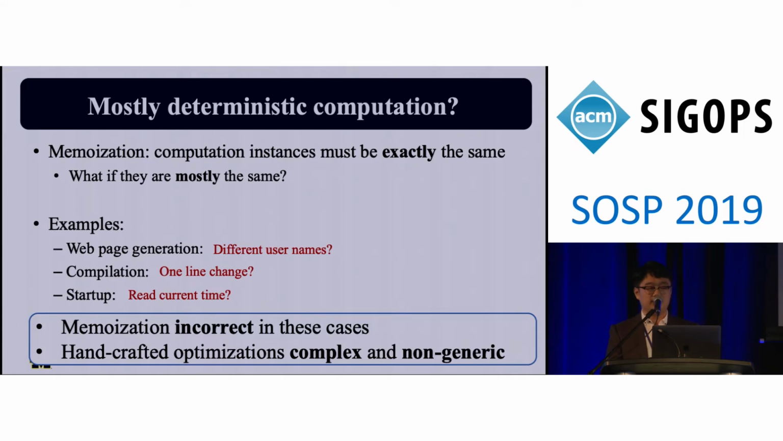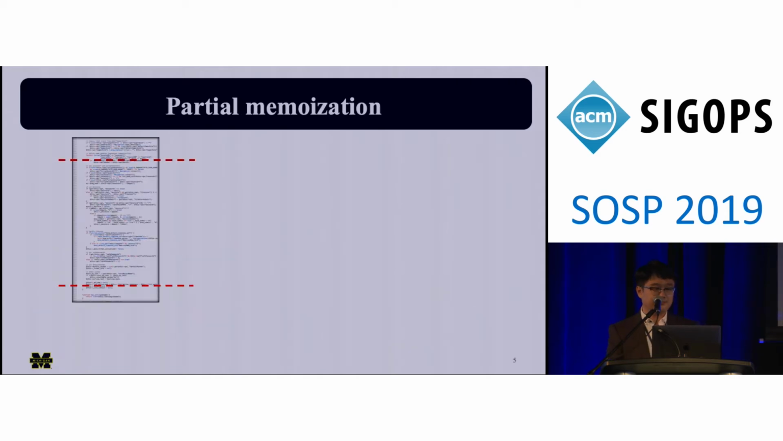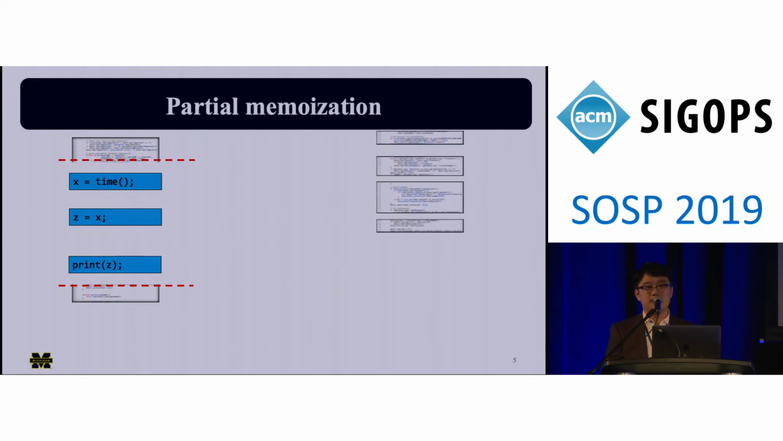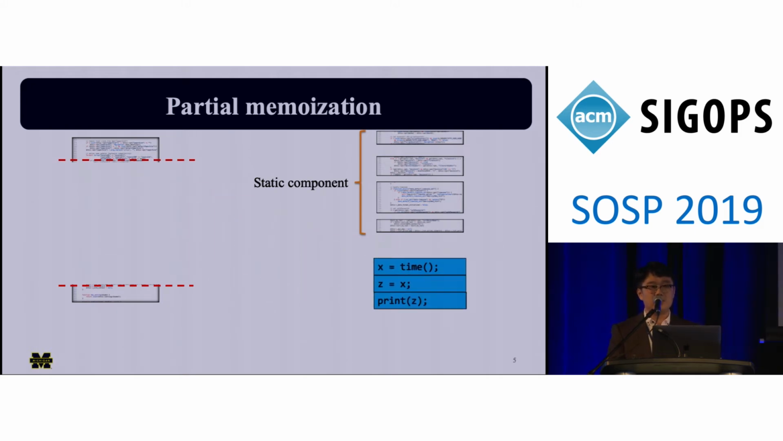Of course, you can develop some handcrafted optimizations for each of these scenarios, but that's very complicated and not generic. So in ShortCut, we try to provide a generic way of solving this problem by partial memoization. The observation is that there is only a small set of things that could differ from run to run for this code region. So we can logically separate this code region into a static component where things don't change and they tend to generate the same result, and a dynamic component where things could differ and they could generate different results on different executions.